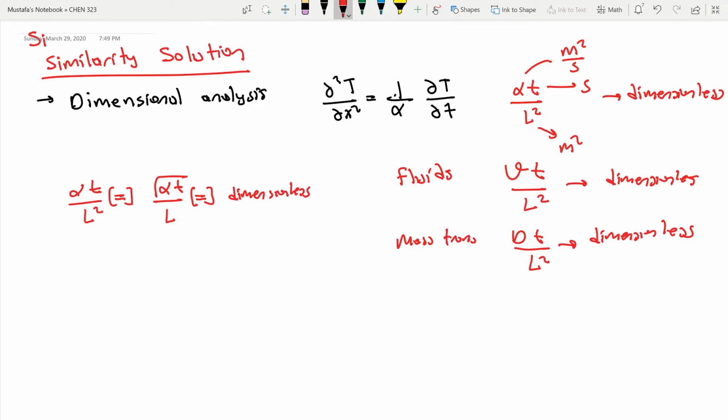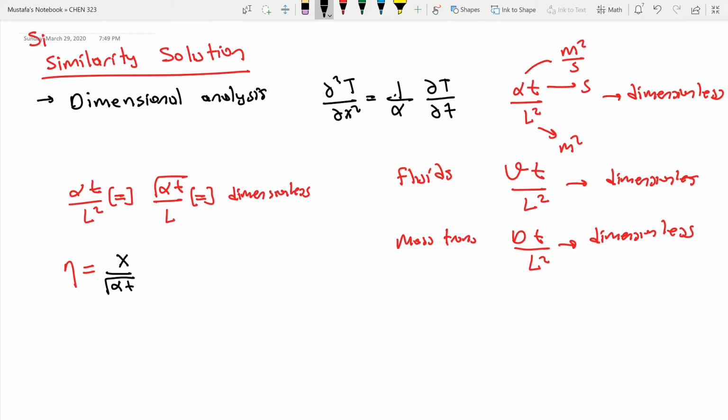So now, if this is correct, I would like to propose that I have a similarity variable, which is dimensionless, and can be written as x divided by square root of alpha t. Okay, so again, right now I'm making a proposition.